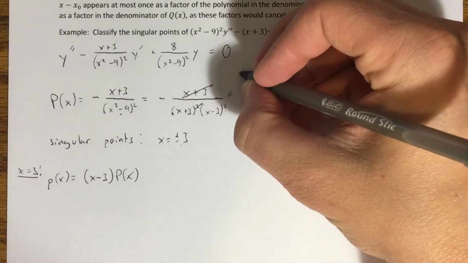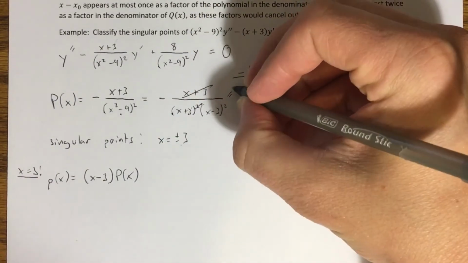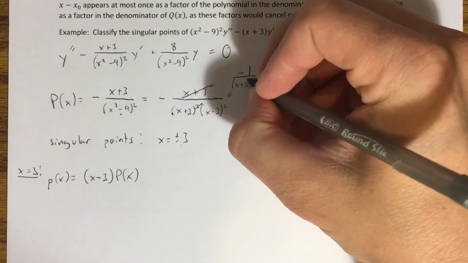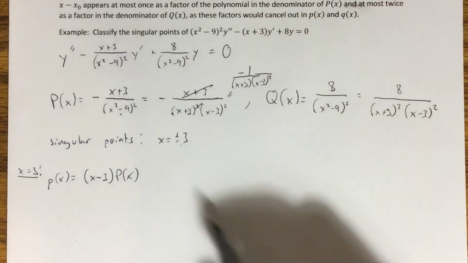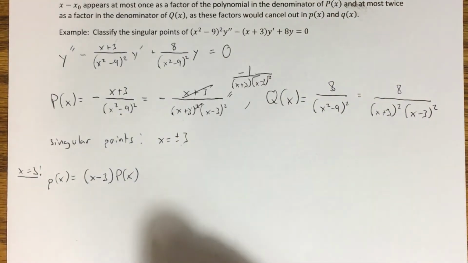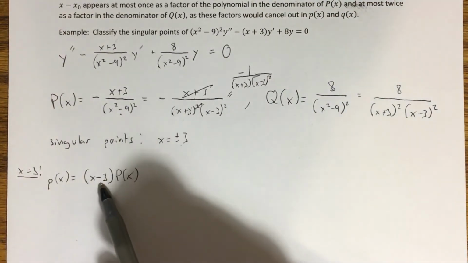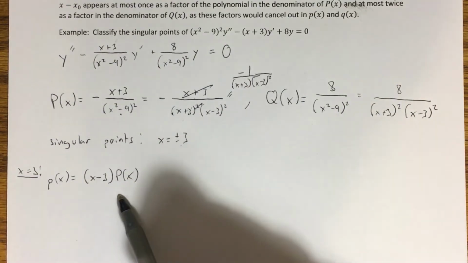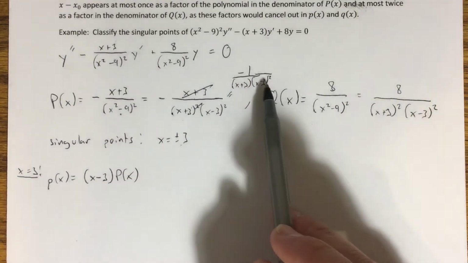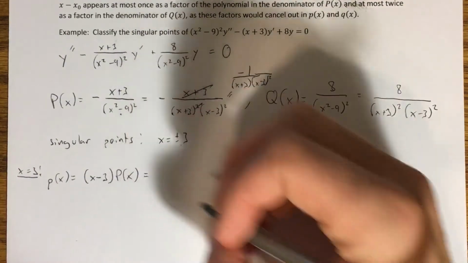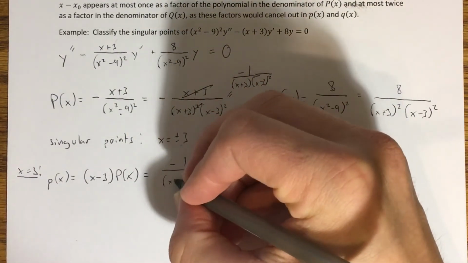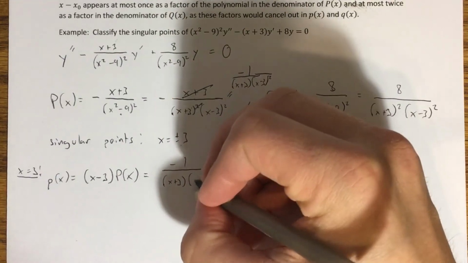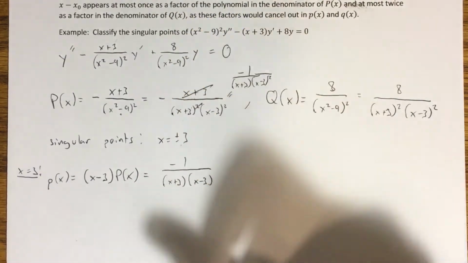So I'm going to squeeze this in. This is the same as minus 1 over x plus 3, x minus 3 squared. Okay, because I do have that x plus 3, that common factor that can factor out there. So x minus 3, if I multiply this function by x minus 3, then this x minus 3 will cancel with one of those x minus 3's, giving me negative 1 over x plus 3, x minus 3.